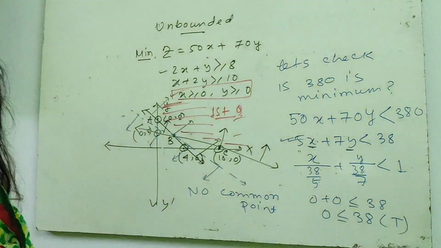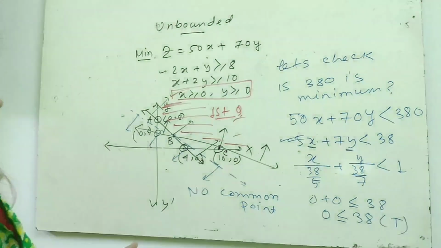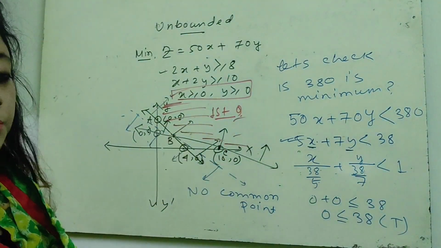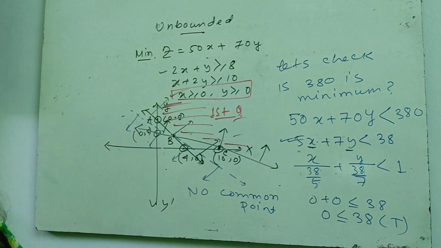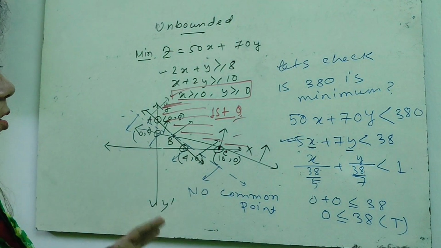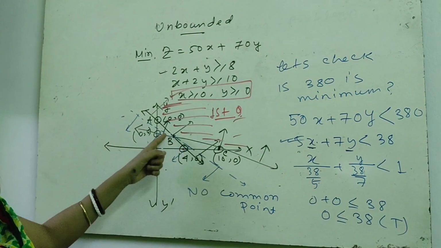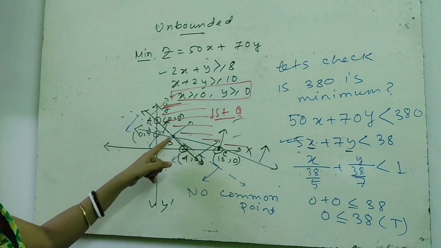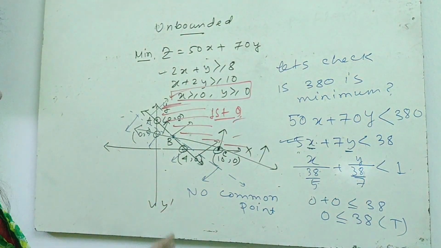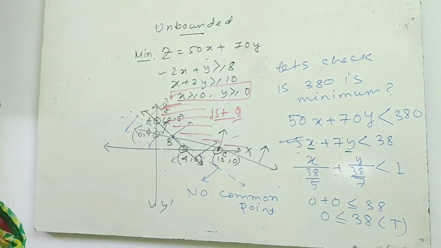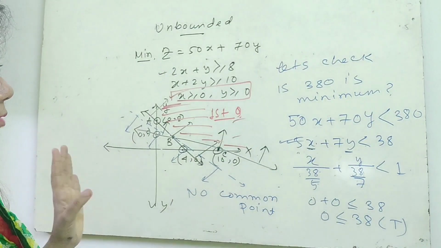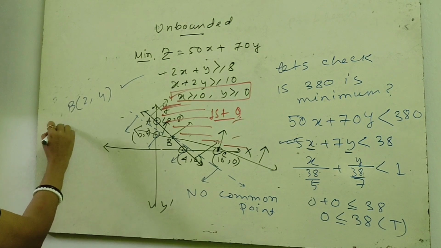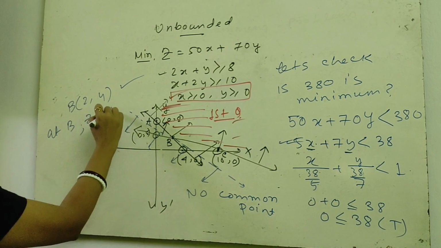Now you can ask me, ma'am, you have drawn the line through B. B is the common point between these two portions, but the line itself is not a firm one. It's a dotted one. The point lying on this line is on a dotted line, so it will not be considered a common point. So we see that there is no common point. So what we found out is that B (2, 4) is the correct answer. At B, Z is minimum.